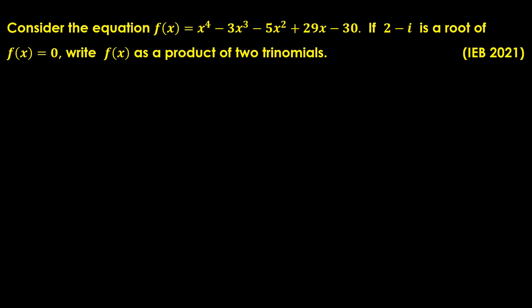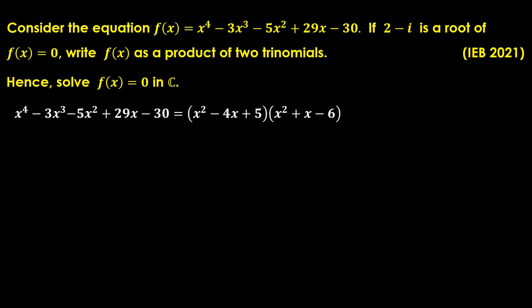The question from 2021 had a second part to the question, and it's just finishing off the question. It says, hence solve f of x is equal to 0 in complex numbers. In other words, we would need to factorize that second trinomial, because we already know that the roots of the first trinomial are 2 minus i and 2 plus i. It's just the roots of the second trinomial that we need.